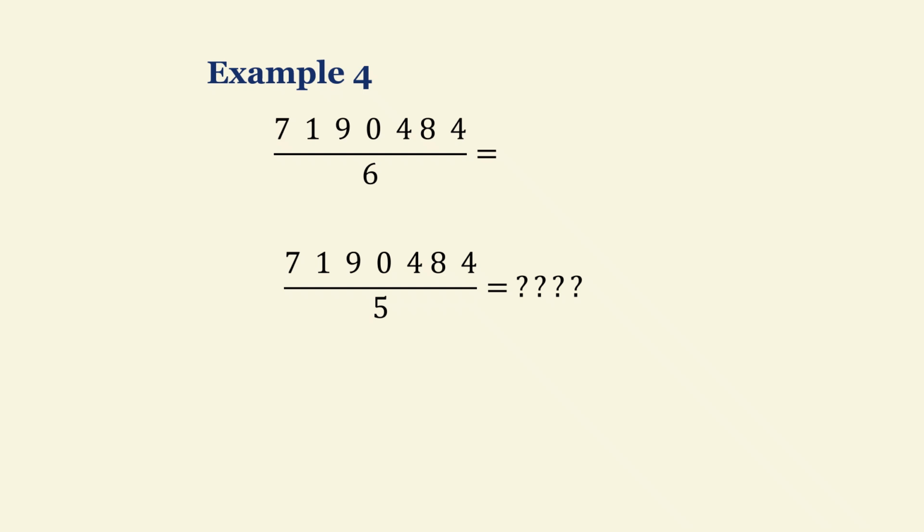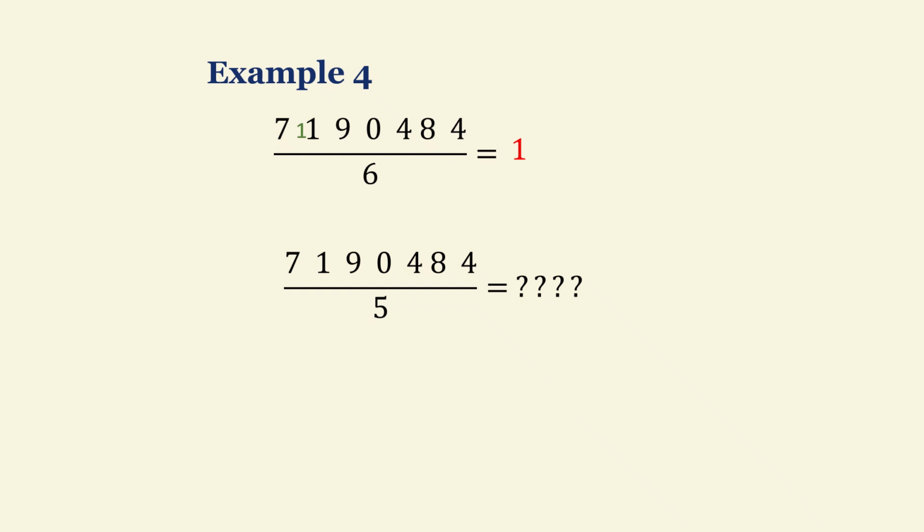I'll do the first one. I'll leave the next one for you. Now let's do this. As I said, we start on the left number. So how many times 6 goes into 7? It goes 1 time. 1 times 6 is 6. That means you have a remainder of 1. What do we do to the remainder? We bring it to the next number.